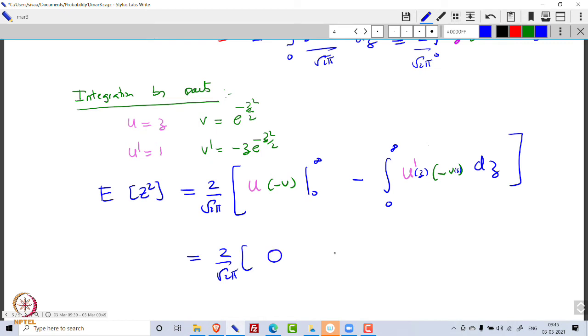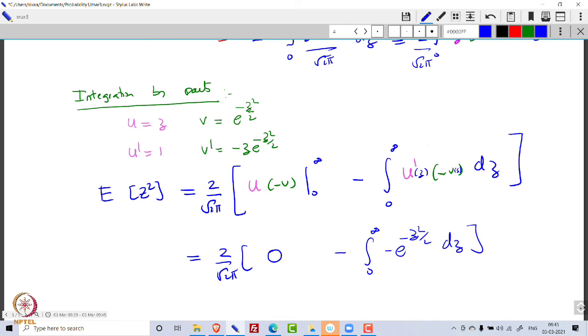And here you would get minus 0 to infinity. What is u prime z? u prime z is 1, and v of z is just e to the minus z squared by 2. So you get minus e to the minus z squared by 2 over root 2 pi. No, root 2 pi is already outside. So dz. This is what I get.